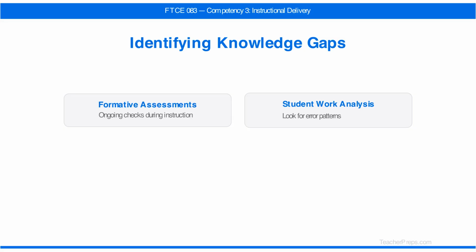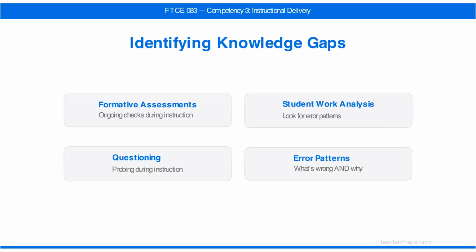Identifying gaps requires using multiple data sources, formative assessment results, student work analysis, questioning during instruction, and error pattern analysis. The key is looking at what students get wrong and why. Different root causes require different interventions. For example, a student who adds fractions by adding both numerators and denominators has a conceptual misunderstanding, not a careless error. That needs a different intervention than a student who understands the concept but makes computational mistakes.